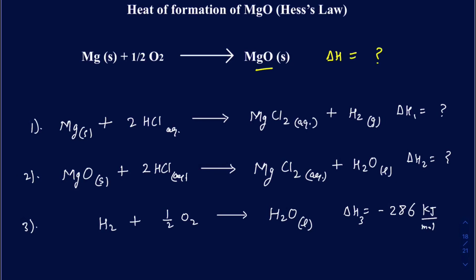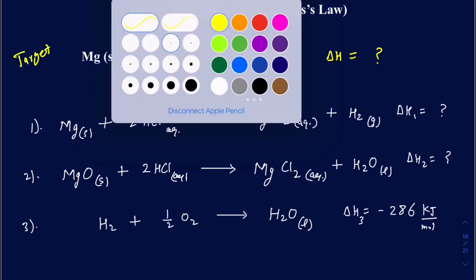It's not that easy to figure out the delta H of magnesium oxide if you just burn the magnesium in the air. So instead of doing it that way, we use Hess's law, where we're going to be using these three equations and the delta H's of those three equations to figure out what the delta H is going to be for this target reaction. So this first reaction is going to be our target reaction.